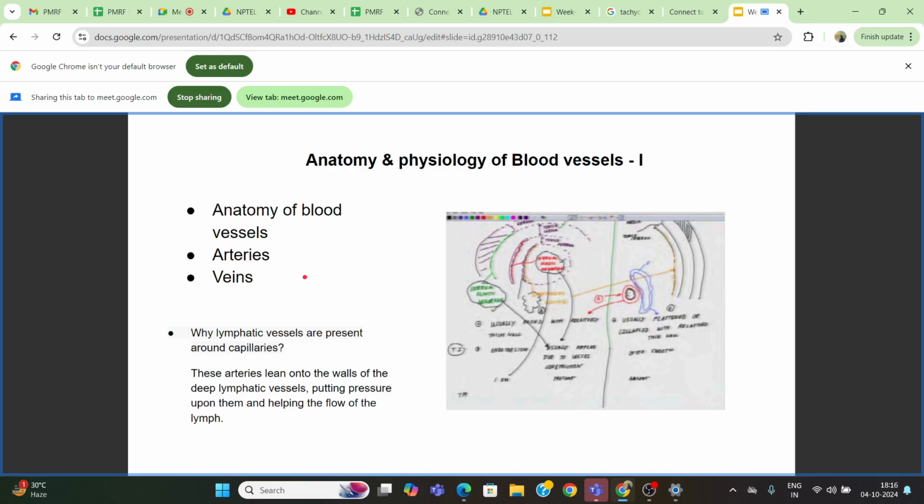Then there was the activity question: why are lymphatic vessels present around capillaries? Because these arteries lean on the wall of the deep lymphatic vessels, putting pressure upon them and helping the flow of lymph. So, in order to help the flow of lymph, the arteries lean into the wall of the lymphatic vessels, which means the arteries put pressure on these lymphatic vessels, so that will regulate the flow of the lymph.